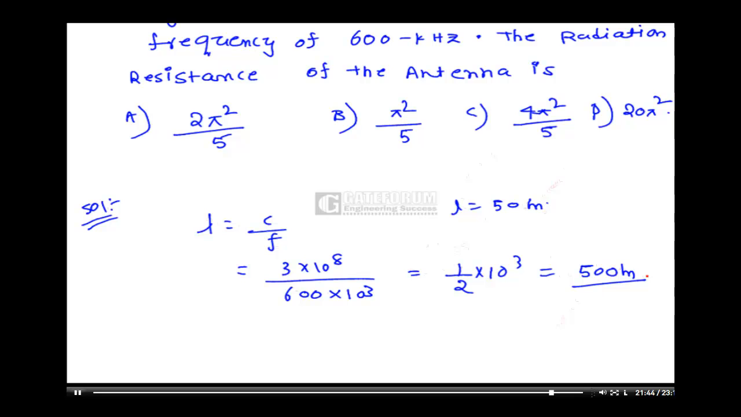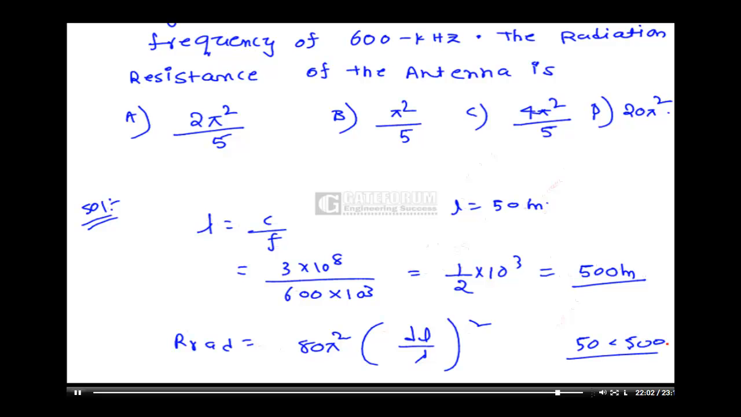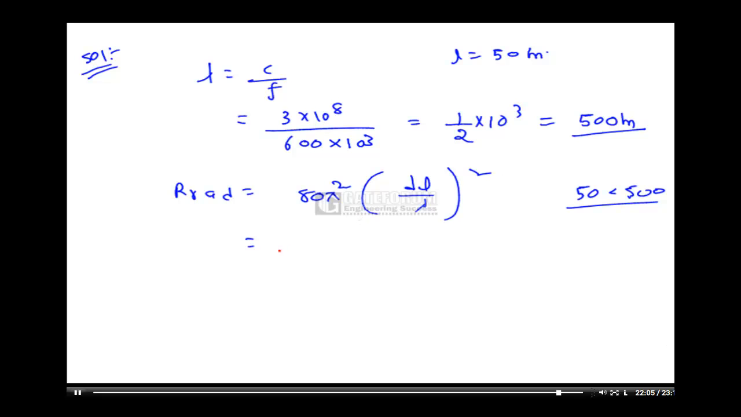So when comparing with the lambda value, the length value is very small. So we can use this formula: R radiation is equal to 80 pi square into dl by lambda whole square, because compared with lambda the length is very small; 50 is very much less than 500. So that is equal to 80 pi square into 50 by 500 whole square. 50 by 500 is 1 by 10, whole square is 1 by 100. So 80 pi square by 100.